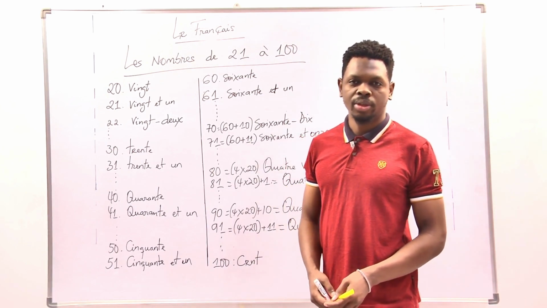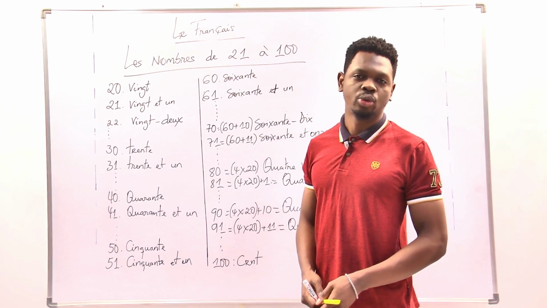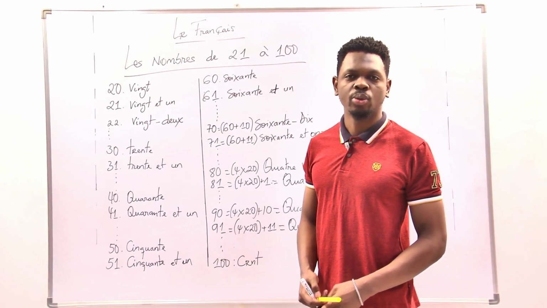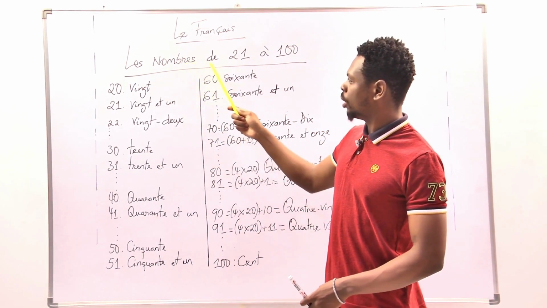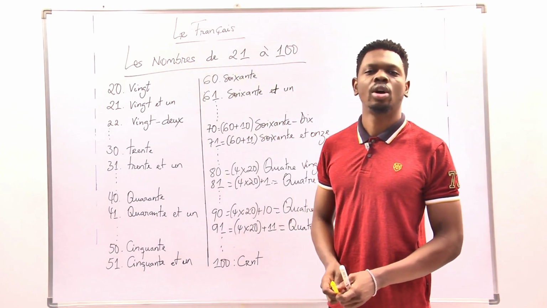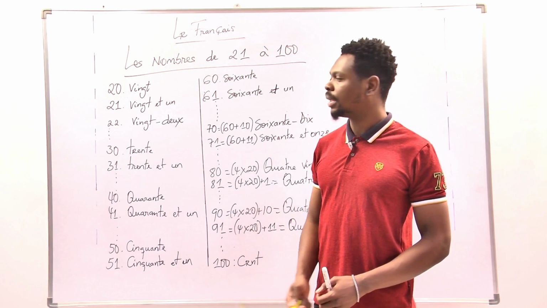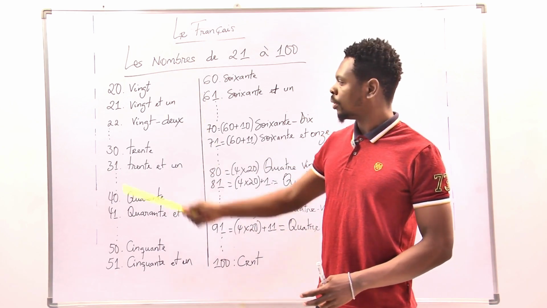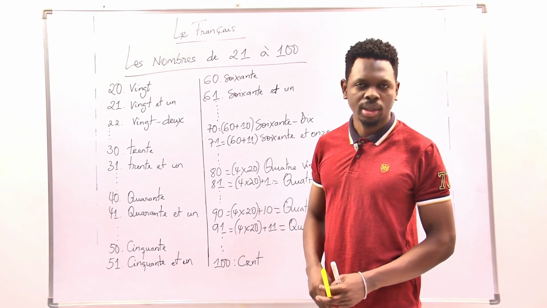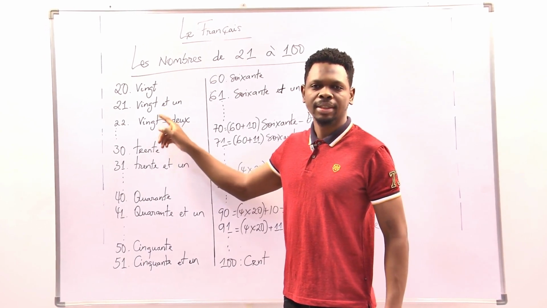In our last video, or previous ones, we had the numbers from 1 to 20. So here we're going to continue from 21 to 100. Le nombre de 21 à 100 means the numbers from 21 to 100. We have here 20. 20 means 20. 21. 21 means 21. But we use et un to say 21.